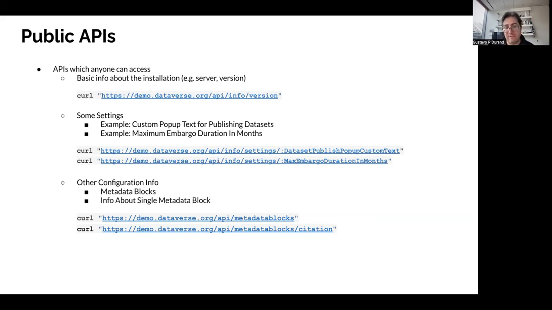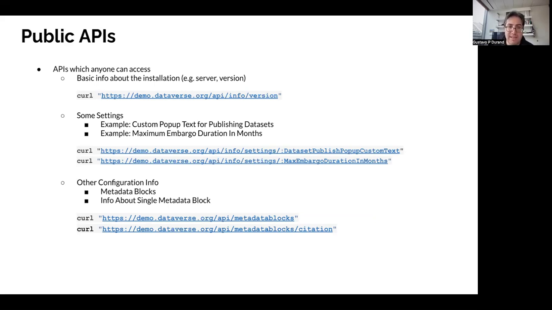Not all the settings are available, and not all of them should be available. Some of the settings need to be private for obvious reasons, but any setting that's public will be available via info/settings as we continue on this re-architecture project. And then any other kind of configuration info can be gotten through some of the APIs that exist. We have APIs for getting, for example, what are the metadata blocks that are being used by this particular installation? Or, give me specific info about a single metadata block. I want to know what are the dataset field types that are part of the citation metadata block. So that's the last example you see on this page.